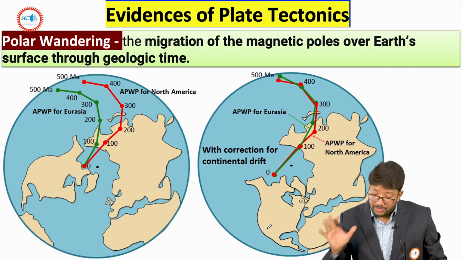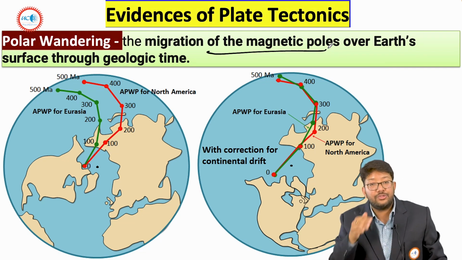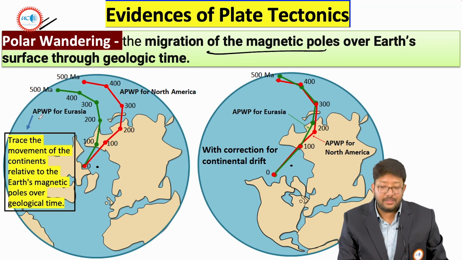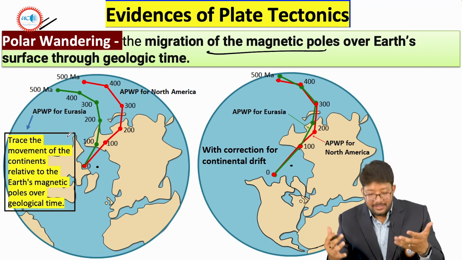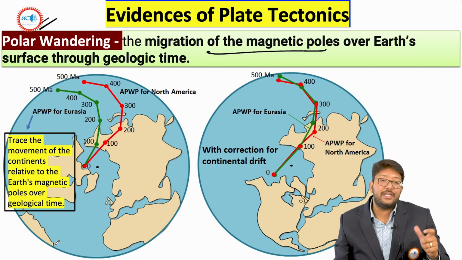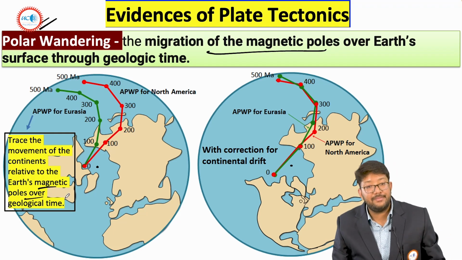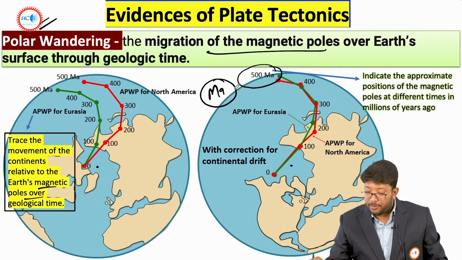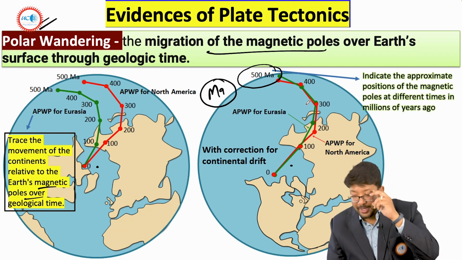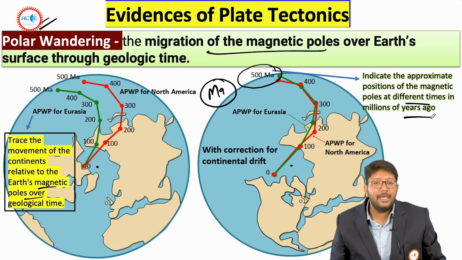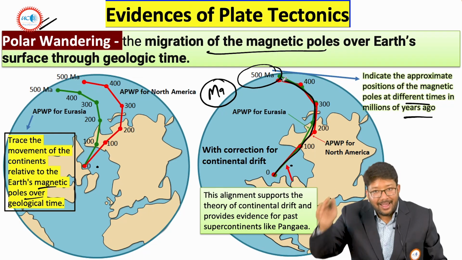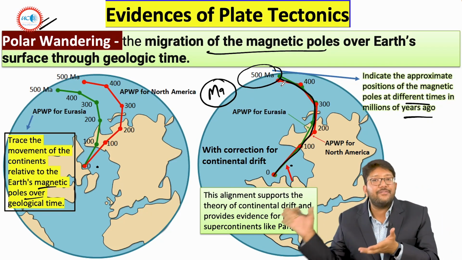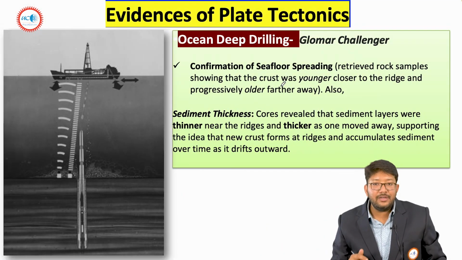Next is polar wandering. The migration of magnetic poles over Earth's surface through geological time is called polar wandering. This apparent polar wander path traces the movement of continents relative to Earth's magnetic poles over geological time. The MA we see here indicates the approximate position of the magnetic poles at different times, millions of years ago. This drifting alignment supports the theory of continental drift. So basically Alfred Wegener was right, students, but he could not prove it. Now we have the technology to prove it, through paleomagnetism.